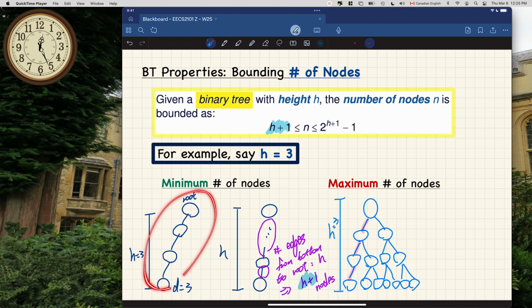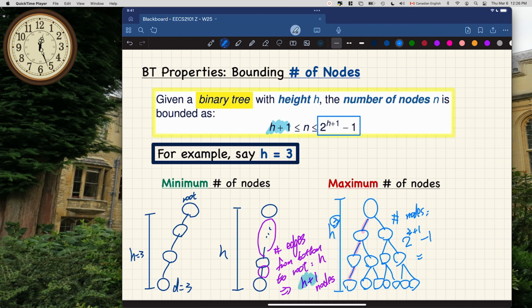Look at this tree here and look at this tree here. They have the same heights. But one has the minimum number of nodes, h plus 1. And this one here has the maximum number of nodes, which we'll get to about how many nodes there are. If you just apply the formula here, the maximum number of nodes will be 2 to the h plus 1 minus 1. So 2 to the 3 plus 1 minus 1, which should be 15. I'm pretty sure you guys can count. I'll leave that to you. It's 15. All right?